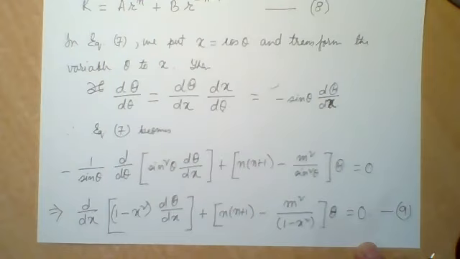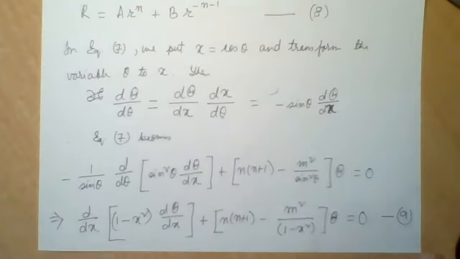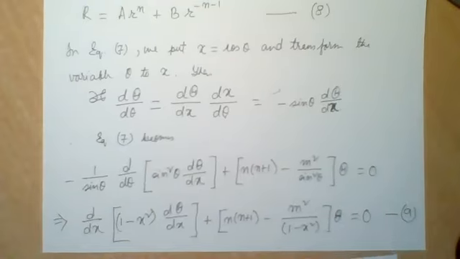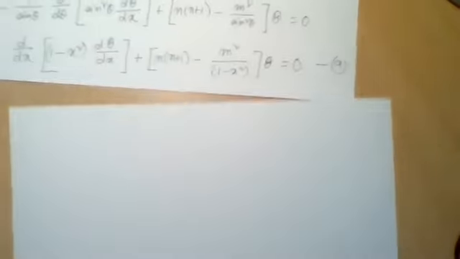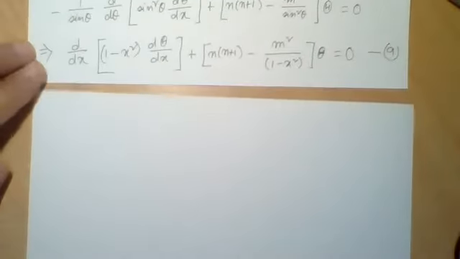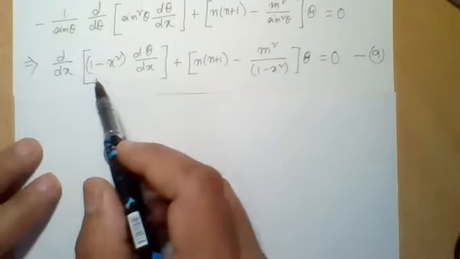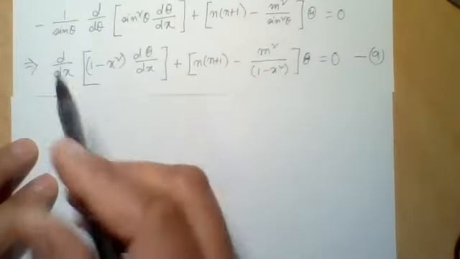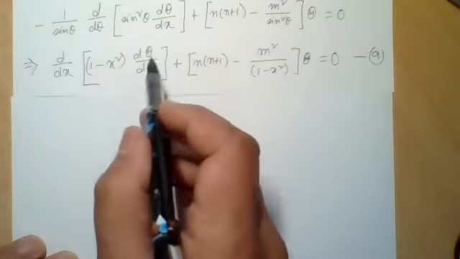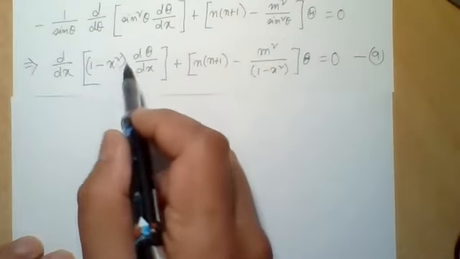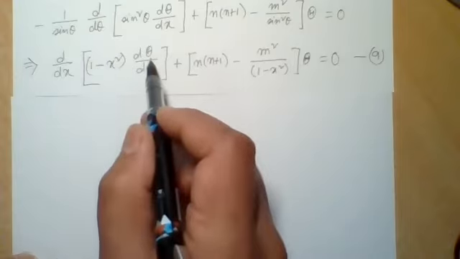Let me simplify it further, and then we'll see that it's the associated Legendre equation. Again, let us apply the product rule. Let us open this bracket by applying the product rule. First, let us keep this term and differentiate this.